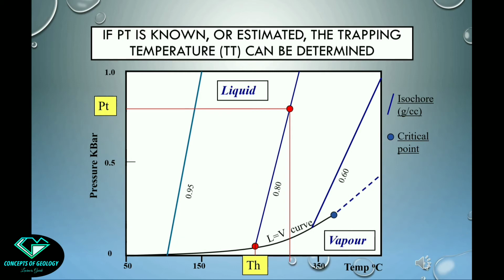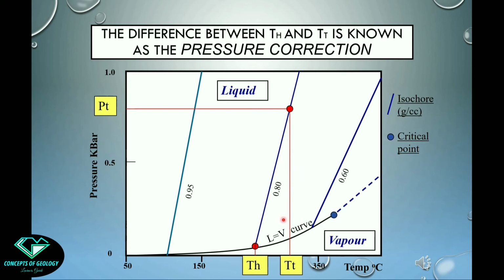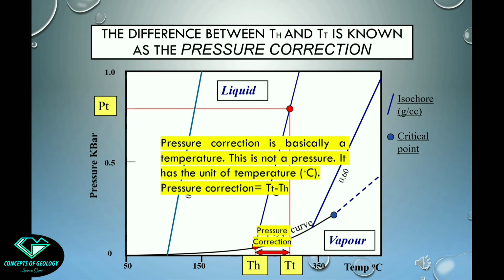So we have to collect the data for the pressure at which the inclusion was trapped from another independent geological source, just like suppose inversion of a polymorph or suppose a particular mineral assemblage in a metamorphic facies. So clearly there is a difference between this temperature of homogenization and the temperature of trapping. This difference is called the pressure correction. Now note here, the pressure correction is basically a temperature value, okay.